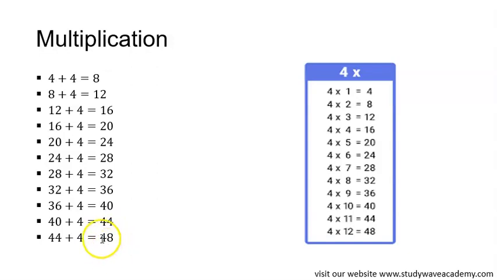If you add 4 to 48, you have 52, which is 4 times 13 is 52. Okay? If you add 4 to 52, you have 56. 4 times 14 is 56. Do you understand? It keeps on repeating.